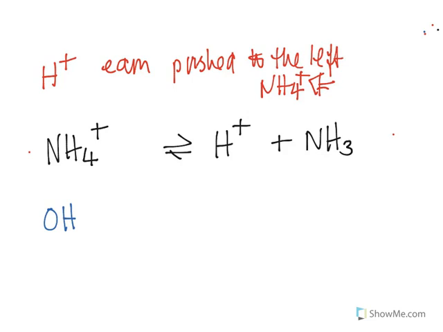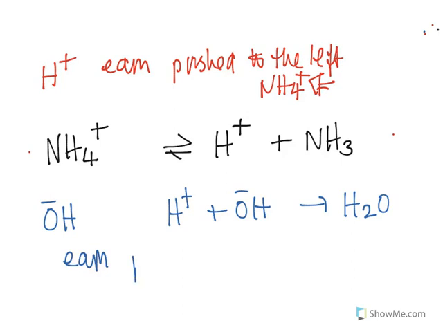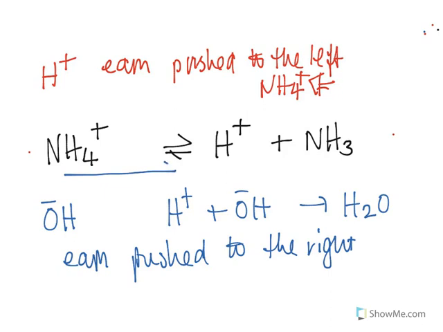And it's the exact same thing if extra hydroxide ions get added. These will combine with the hydrogen ions to form water, and this will have the effect of pushing the equilibrium to the right. So NH4+ giving us H+ and NH3, forming more hydrogen ions and preserving the pH. So that's a qualitative explanation of how buffers work. A weak acid and one of its salts, or an alkali buffer would be a weak base and one of its salts.